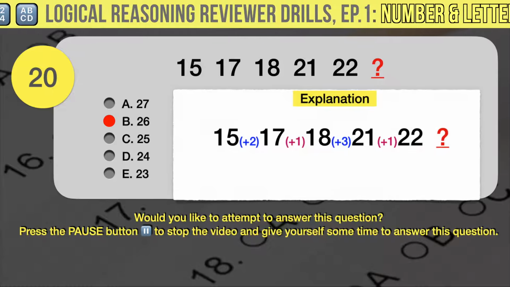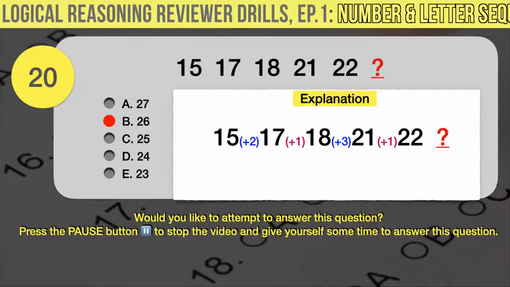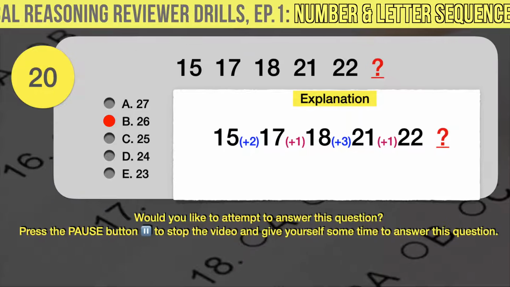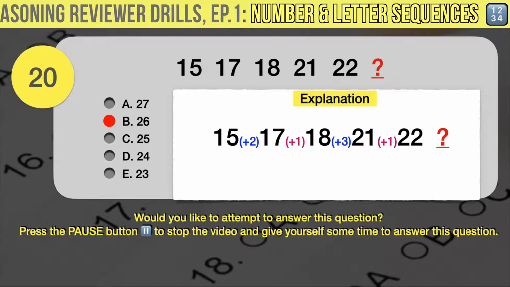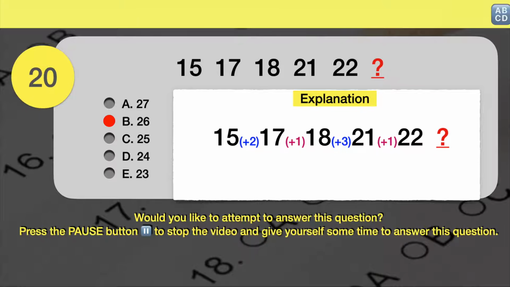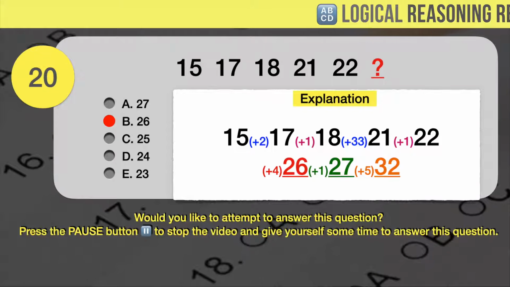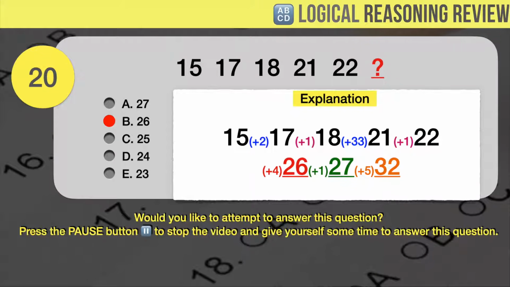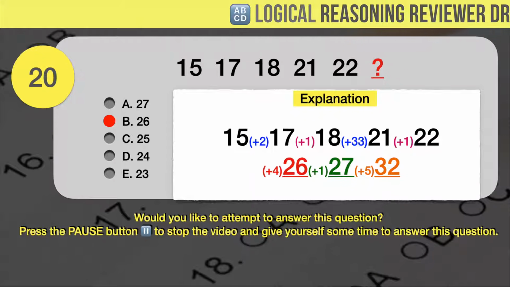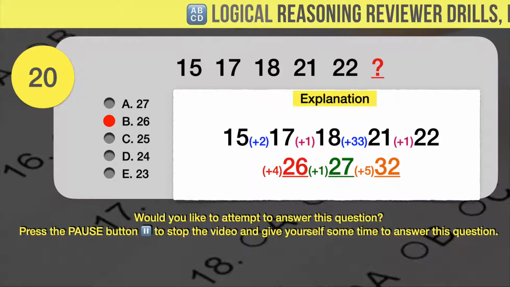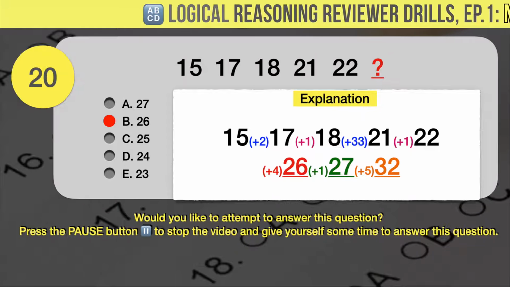The given number sequence goes like this. 15 plus 2 equals 17, plus 1 equals 18, plus 3 equals 21, plus 1 equals 22. The next logical step is to add 4 to 22 to get 26, the next number in the sequence. If we continue further, the next number would have been 27, that is, 26 plus 1, and then followed by 32, that is, 27 plus 5.